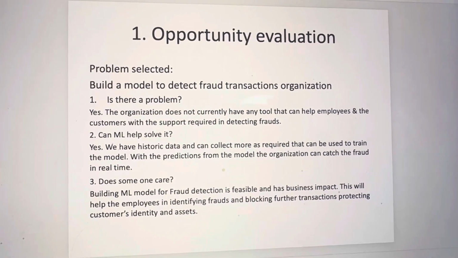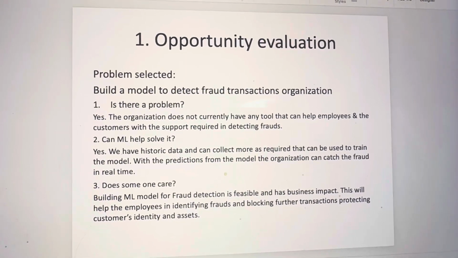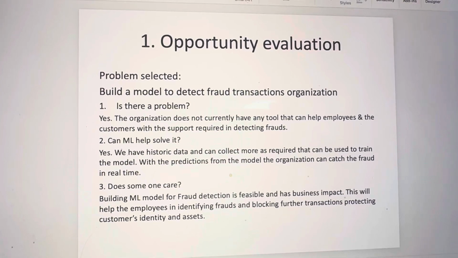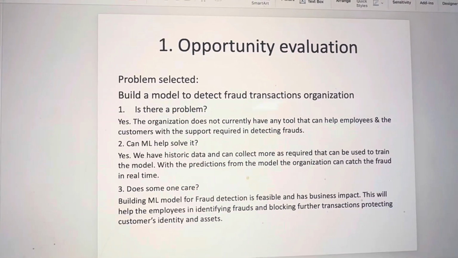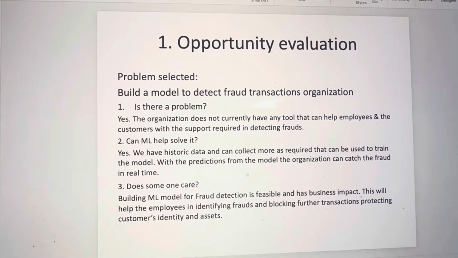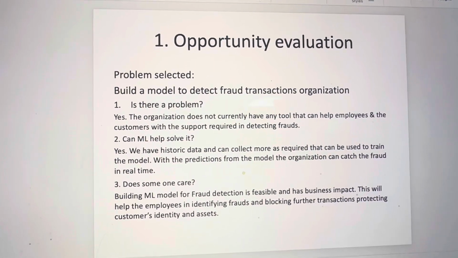And this model will actually help the employees in identifying the transactions and also help the customers in not losing their data or their assets. The organization is very keen on implementing this ML model.